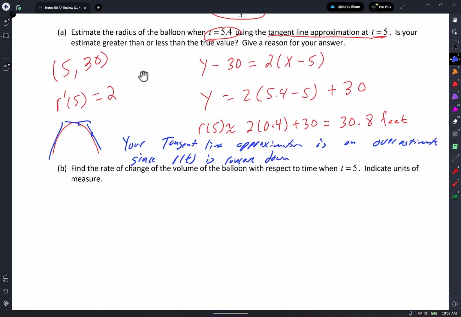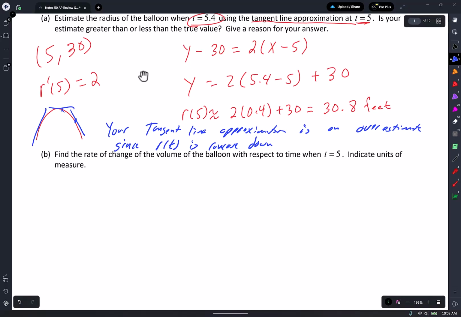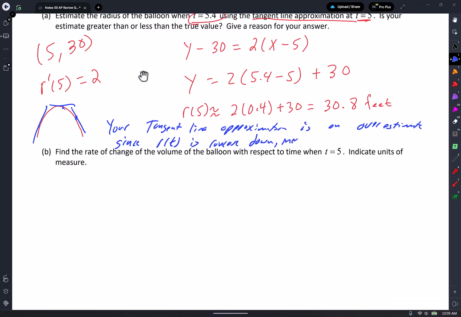And you're probably safe with that statement, but I'm going to state a little more, as long as you don't say anything wrong, meaning tangent line is above the r of t curve. There it is. That to me looks like full credit.